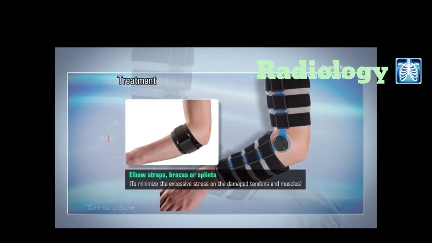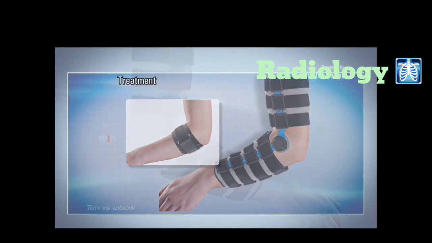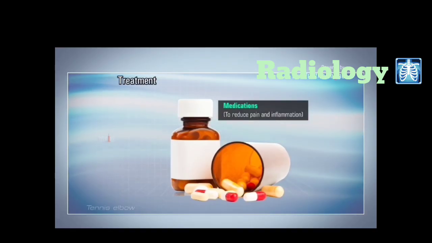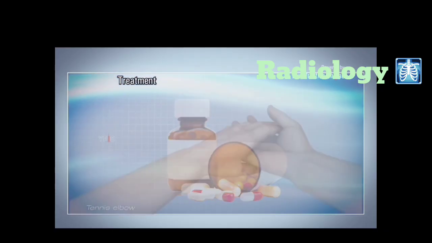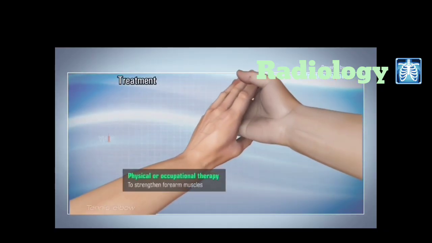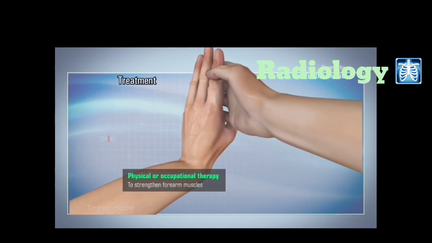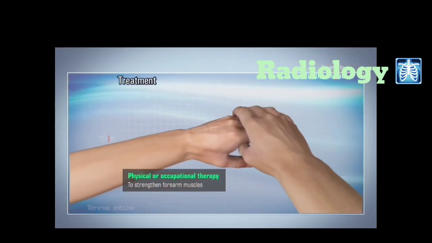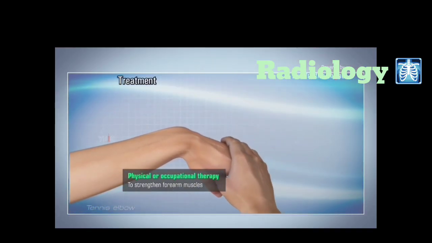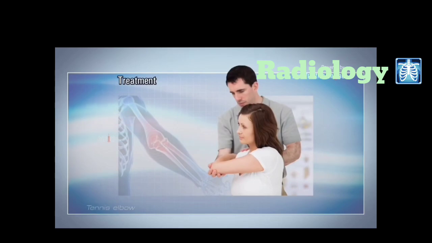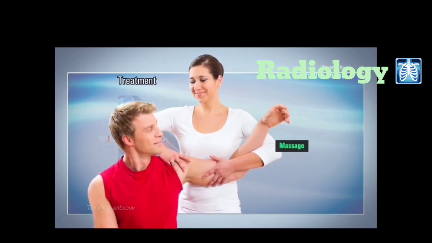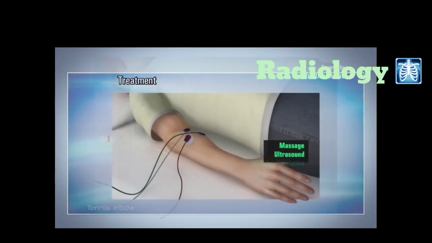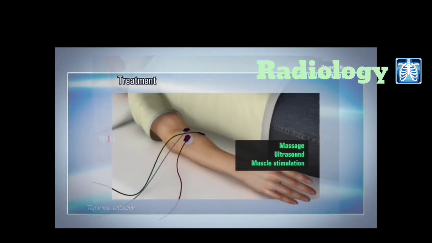tendons and muscles. Medications: take medications as prescribed by your doctor to reduce pain and inflammation. Physical or occupational therapy: learn appropriate hand exercises that help strengthen your forearm muscles. Various modalities of physical therapy such as massage, ultrasound, and muscle stimulation may also be performed to improve the affected muscle strength.